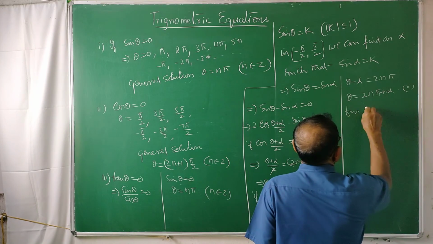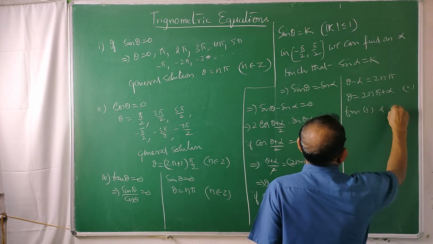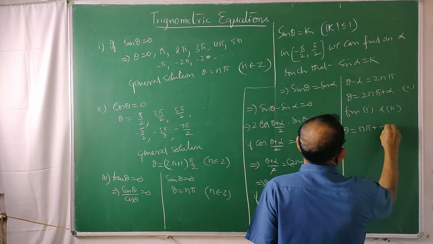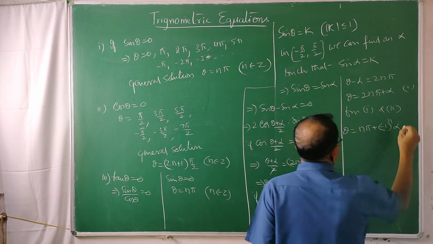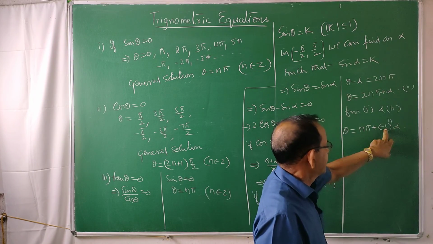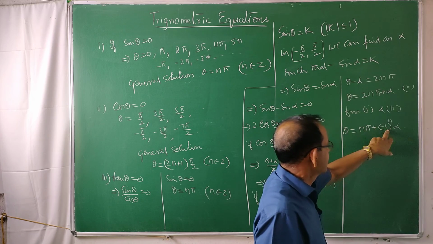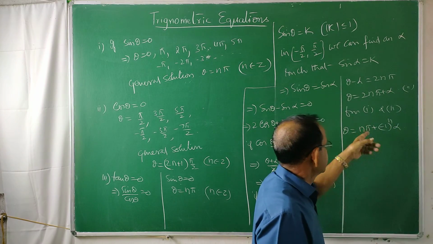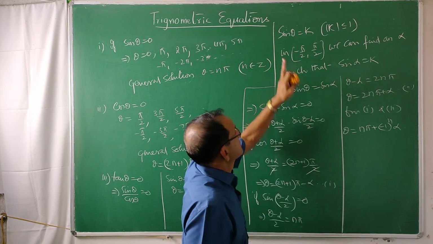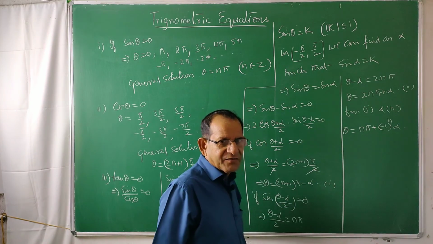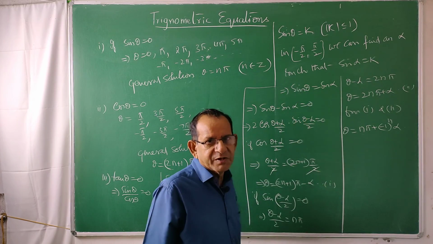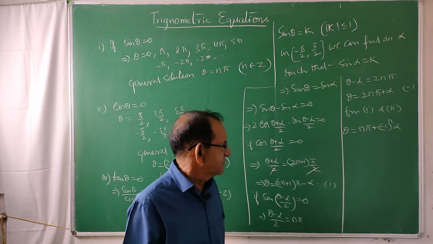From 1 and 2, theta is equal to n pi plus minus 1 whole power n into alpha. That means if n is an odd number, you will get minus alpha. If n becomes even, then this will become plus alpha. So, both are there in this one. So, this is the general solution for sin theta is equal to k, where alpha is the principal value which is suitable for that k in between minus pi by 2 and plus pi by 2.